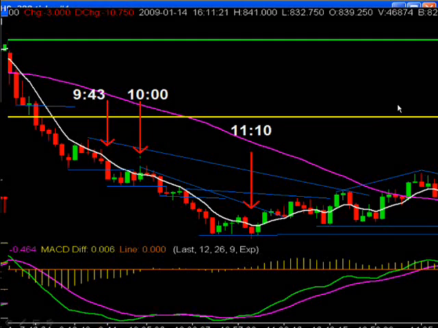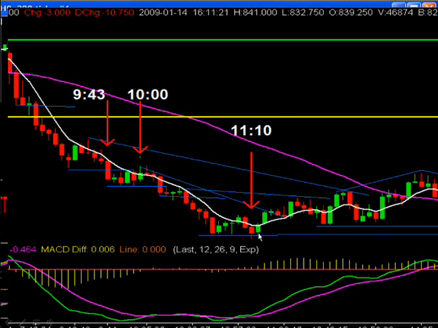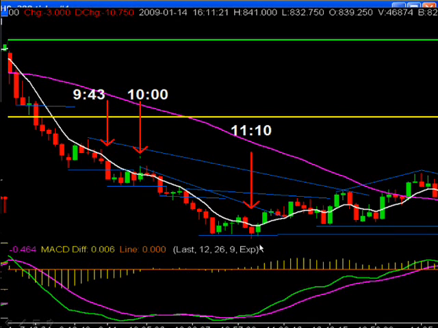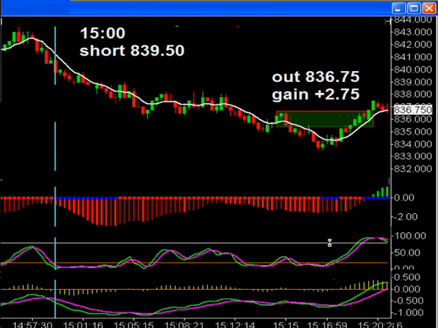So again, ideally what you would want to see is the bar that you're looking at break through that trend line, and then look for an entry off of the smaller tick chart. And again, of course, making sure all the indicators are in alignment, as well as our trending indicator as well. So that's why I would pass on that 11:10 trade.